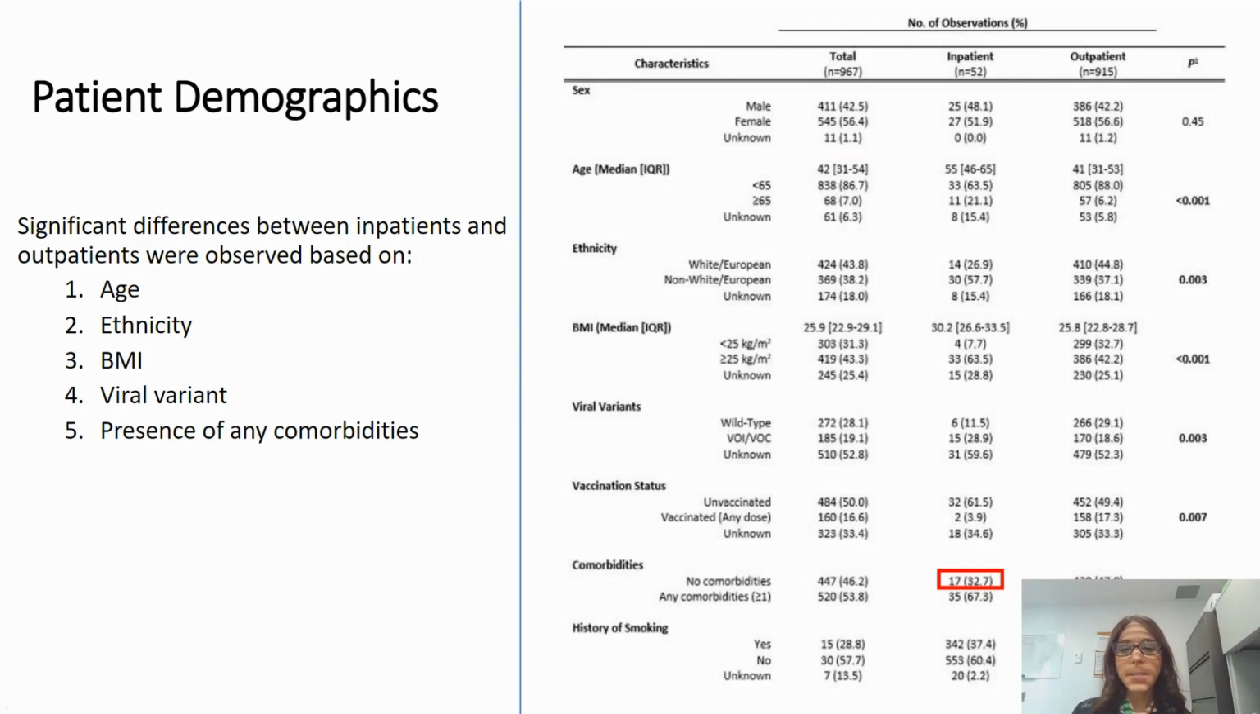We see a non-significant trend in the vaccination status where inpatients were more likely to be unvaccinated, but there was also a great proportion of outpatients that were also unvaccinated. And interestingly, there were no differences in sex or history of smoking.